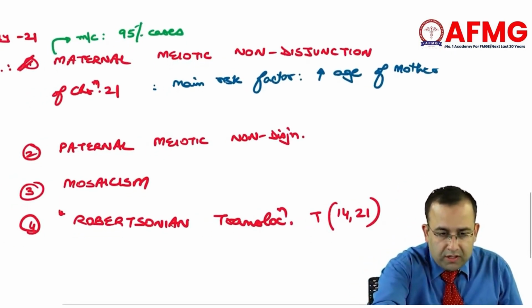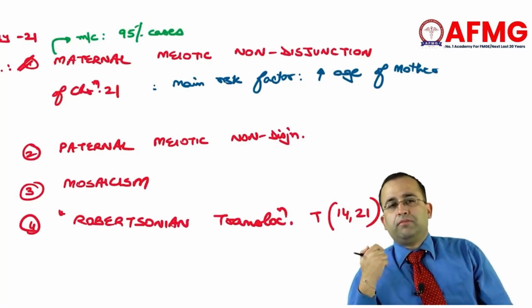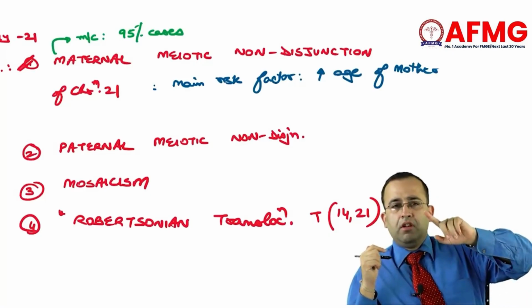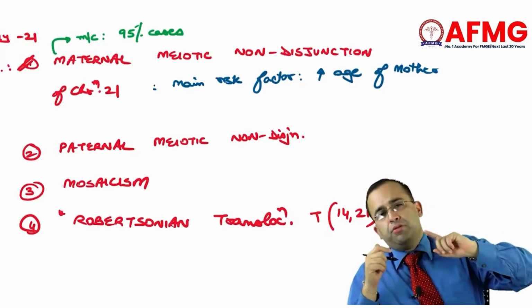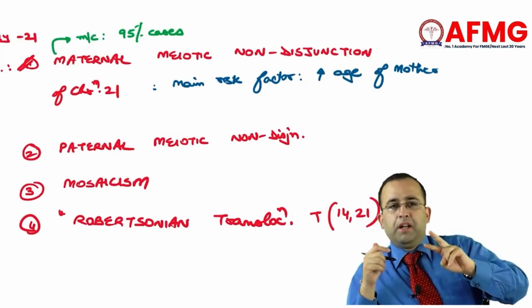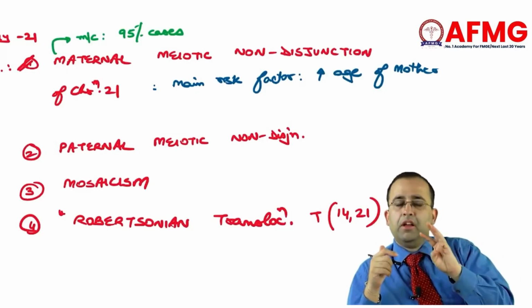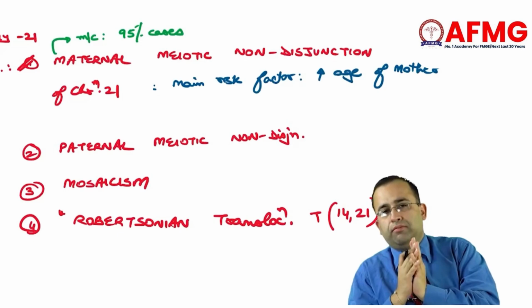So, what are the causes of Downs? Most common cause था maternal meiotic non-disjunction of chromosome 21. Other causes are paternal, mosaicism, and Robertsonian translocation.